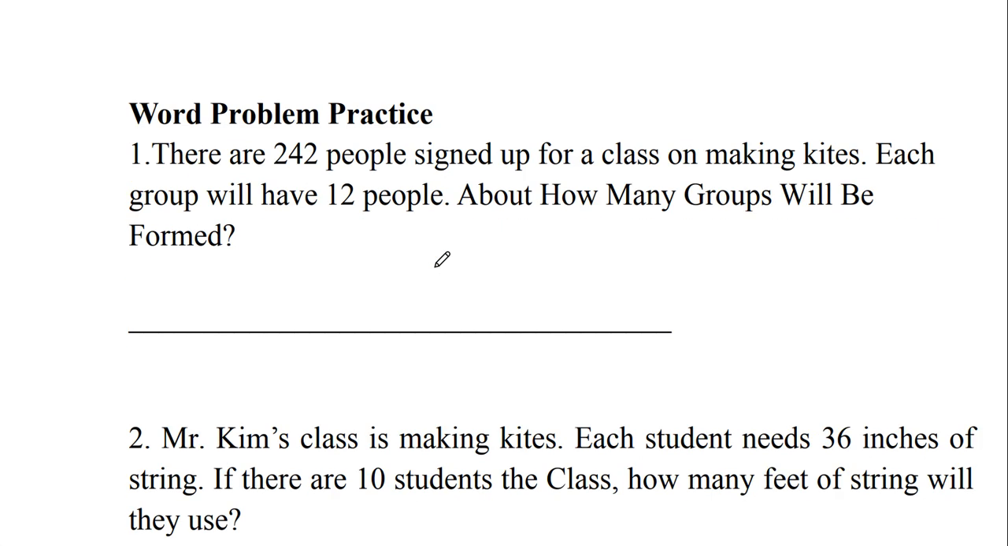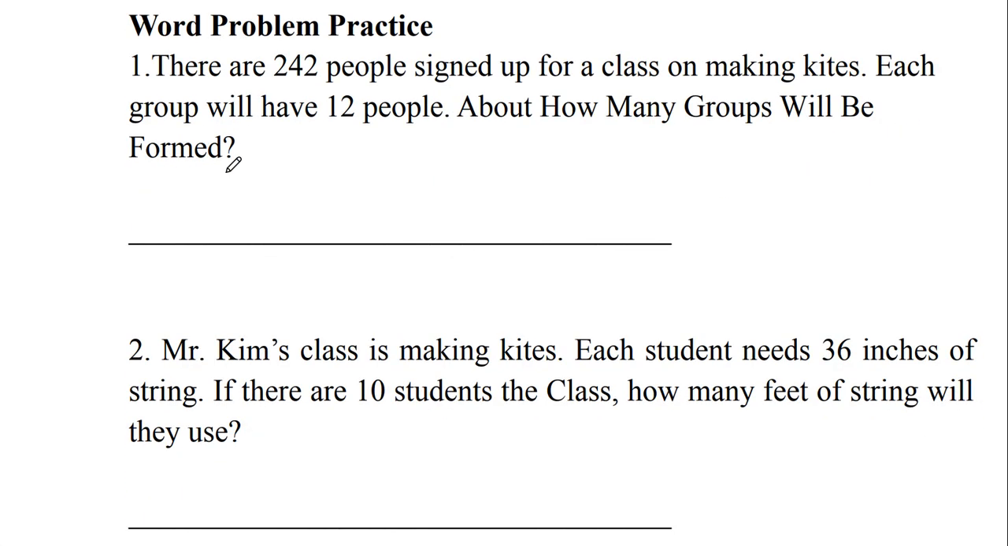Okay, let's do some word problems. Number 1. There are 242 people signed up for a class on making kites. Each group will have 12 people. About how many groups will be formed? So 242 people, and each group will have 12 people. So let's first divide 242 by 12 to figure out how many groups there are.